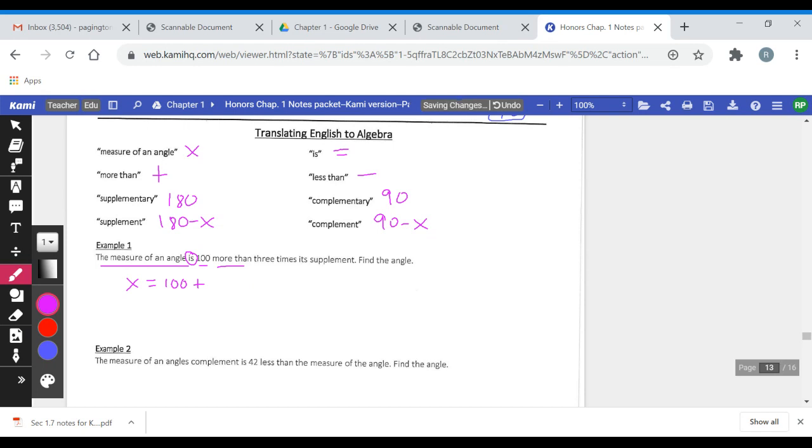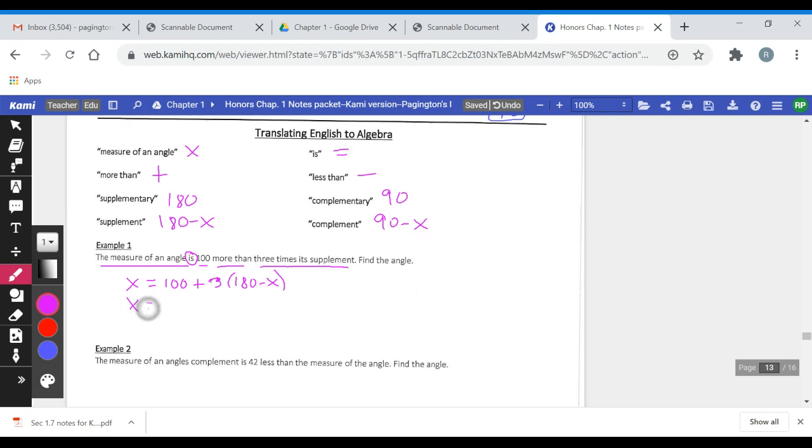And then it says 3 times its supplement. So I'm going to have my 3. And when we're talking about 3 times its supplement, we said for supplement, we're going to do 180 minus X. And so we want to put parentheses around that to show that we're multiplying the 3 times the 180 minus X. And then that's our equation. And now we need to solve to figure out what that angle is.